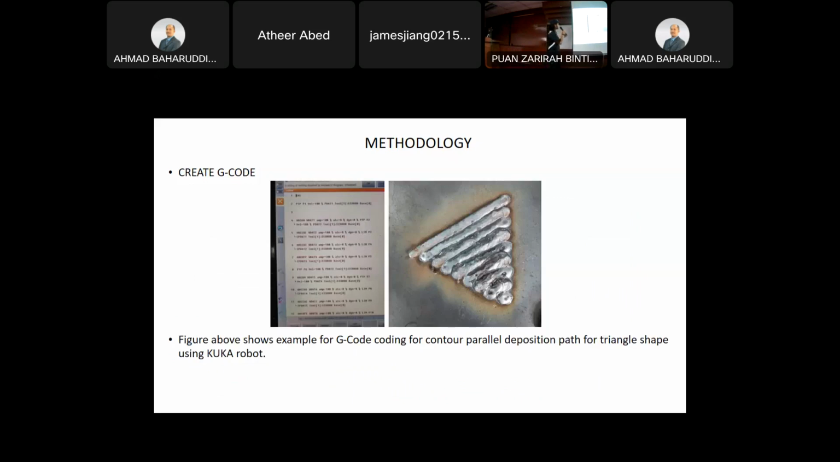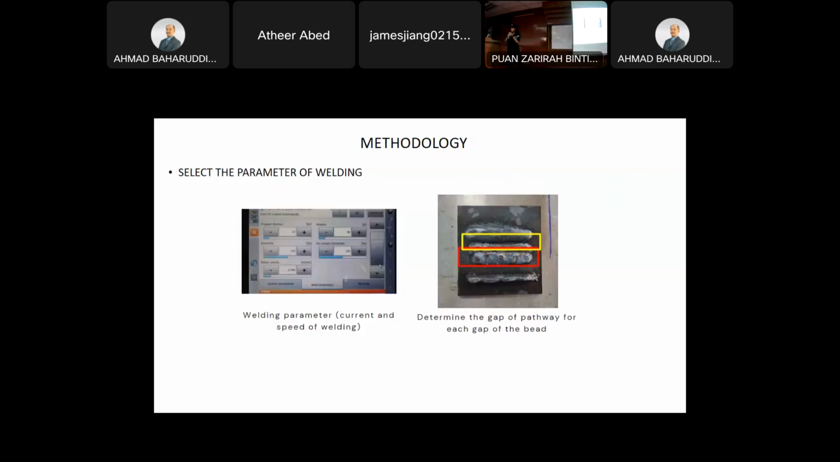For this one, as you can see, this is a triangle shape with a parallel contour deposition pattern. And this is an example of coding that I've done in the robotic lab using a Kuka robot. So this is how I chose the welding parameters: robot velocity and also the current of 80 ampere. The first try I've done is 0.598 meter per minute. So this is a welding parameter.